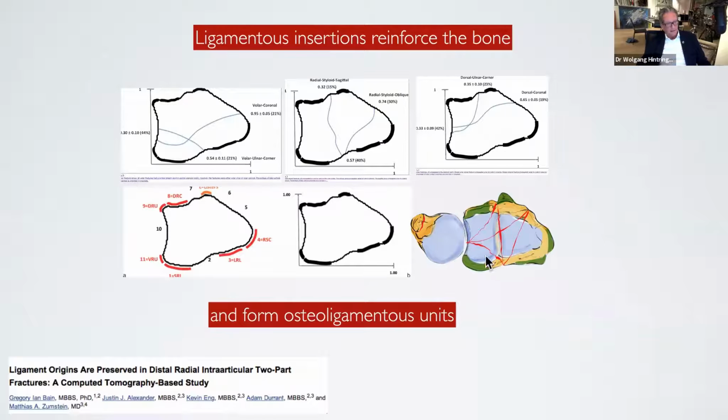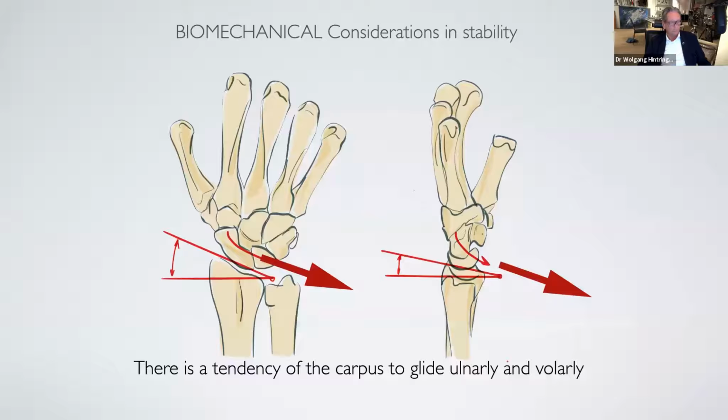You see that the fracture lines are going between the ligamentous insertions, they so to say reinforce the bone, and they form with the bone an osteoligamentous unit. I will tell you later on.